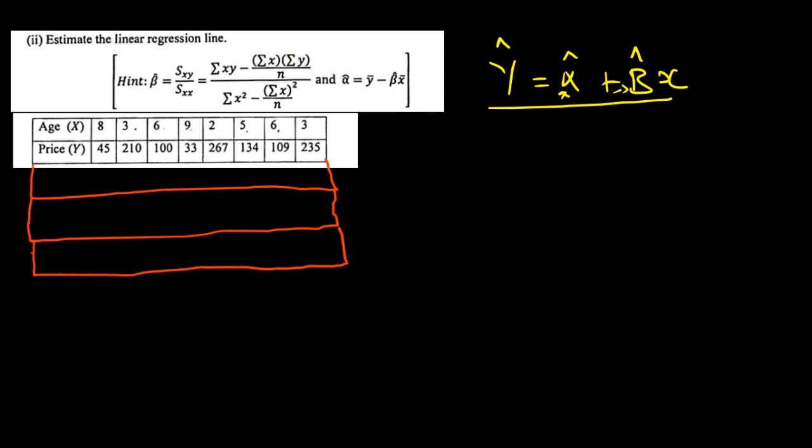So let's find now these values. Here I'm going to have the xy, meaning I'm going to multiply 8 by 45, then I get an answer there. Then here I'm going to have x squared, so I'm going to square all the x's, and then here I'm going to have the y squared like that. Let's divide this table into boxes like that.